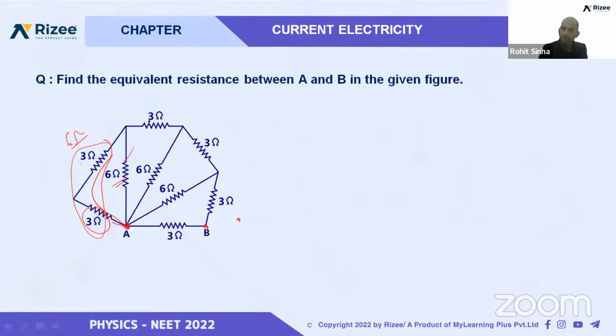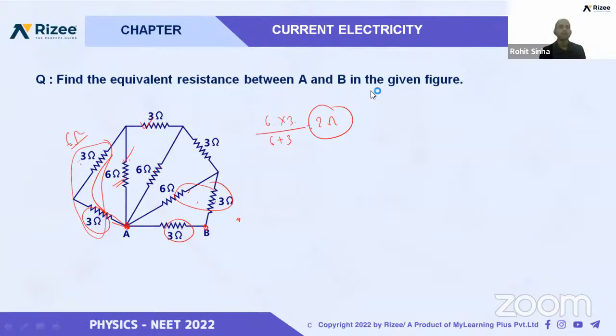This 3 ohm in series, 3 and 3 gives 6. Again 6 in parallel with this. Finally 6 parallel with 3, that is product of both divided by addition of both, 6 into 3 over 6 plus 3. The answer will be 2 ohm. Any problem in understanding this? Yes, no, please interact.